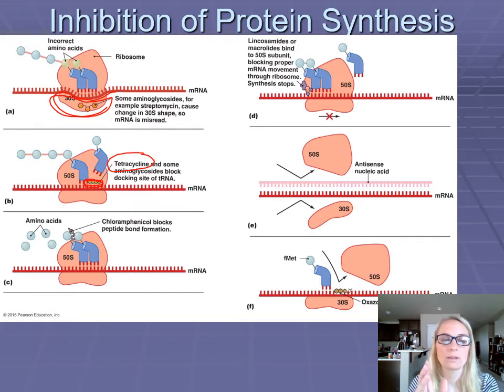So where the first example causes mutations in the protein, translation still continues with mutated protein products. In example B here, protein synthesis is completely halted. It'd be like putting a stop codon in the middle of protein synthesis.